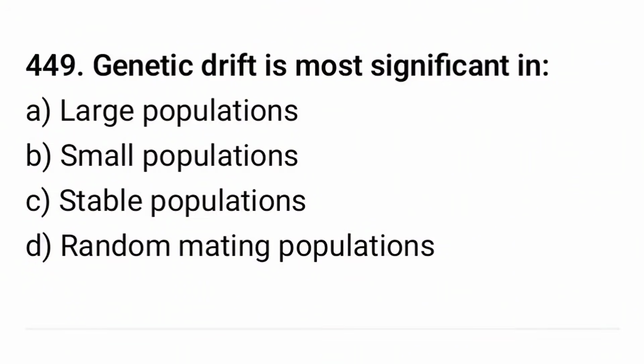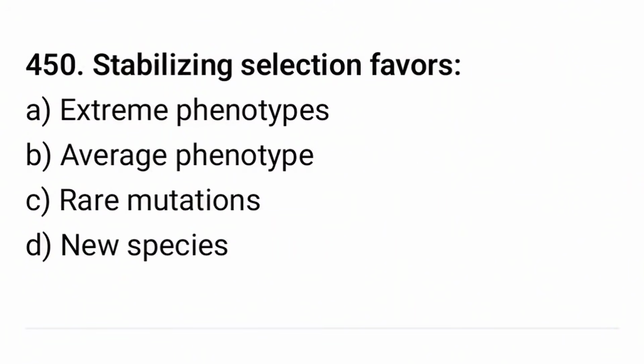Question 449. The genetic drift is most significant in. Right answer is option B, small populations. Question 450. The stabilizing selection favors. Right answer is option B, average phenotype.